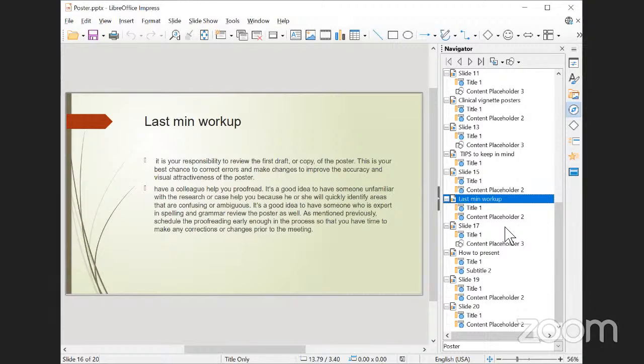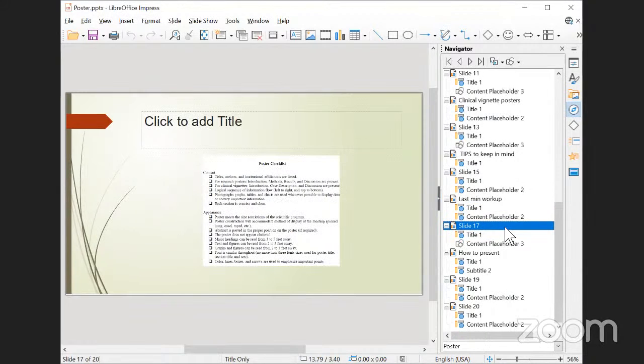It's a good idea to have someone who is expert in spelling and grammar review the poster as well. As mentioned previously, schedule the proofreading early enough in the process so that you have time to make any corrections or changes prior to the meeting. And finally, keep a poster checklist where you can have all the workup done and make a checklist ready.